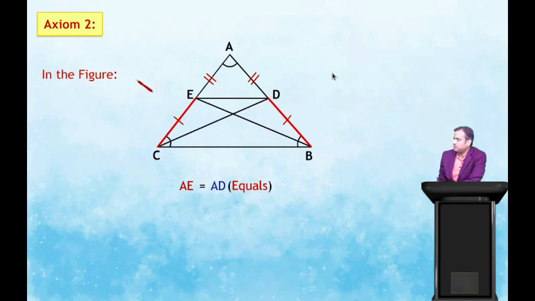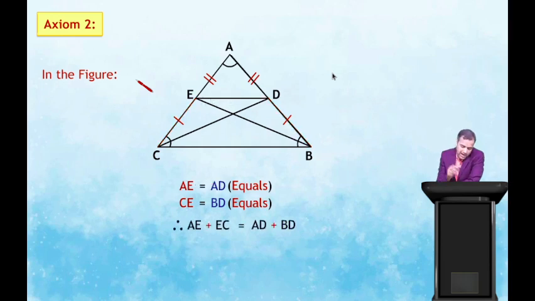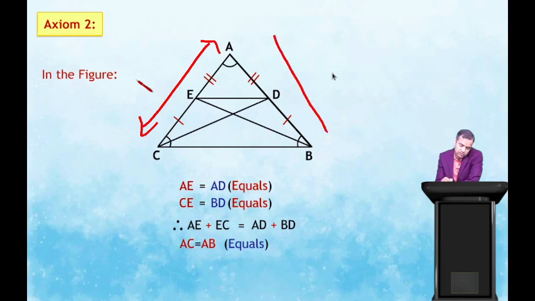Again this side, EC and DB, both are equal. Now these two lines are also equal. And if we add both of them, like AE and CE and AD and BD, so we again get the equals, AC equals to AB. So this whole line is equal to this line.